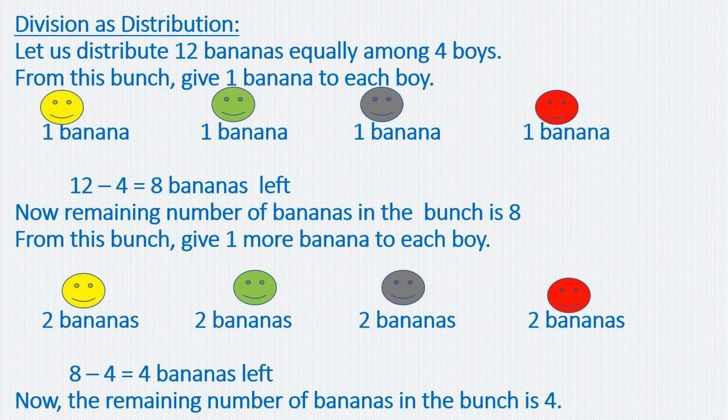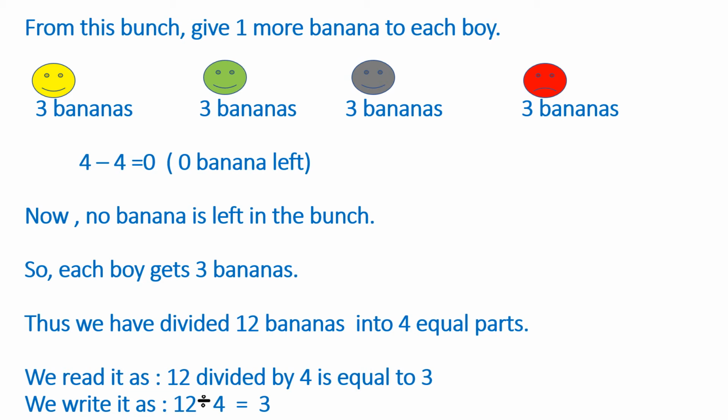Now out of 8, we have distributed one more each. So we have distributed 4 bananas. So now we have 4 bananas left. Now these 4 bananas we will again distribute among those 4 children. So we will give them one again. So now from this bunch, we will give one more banana to each boy. The first child will now have 3 bananas. Second child will have 3 bananas. Third child again 3 bananas. And the fourth one will also have 3 bananas.